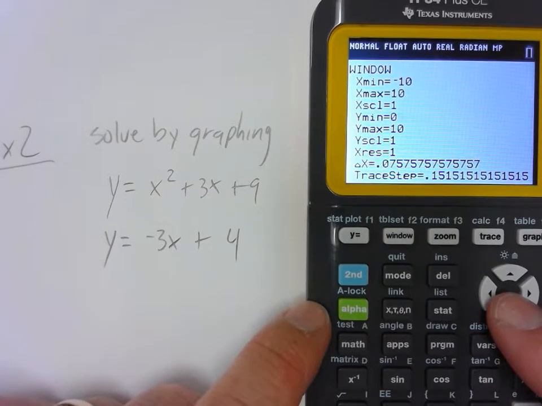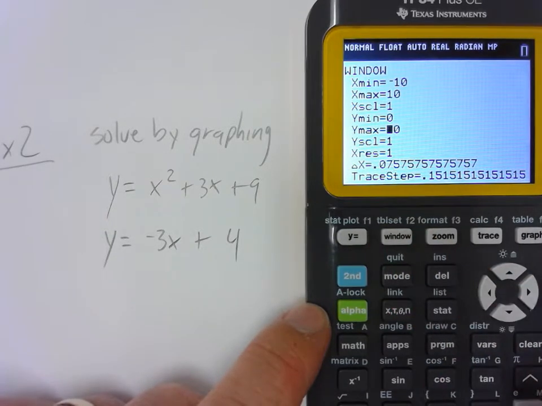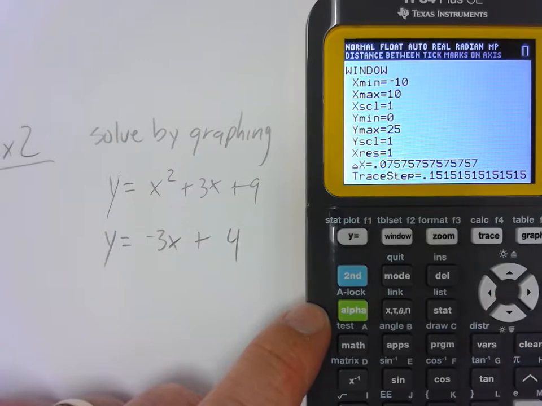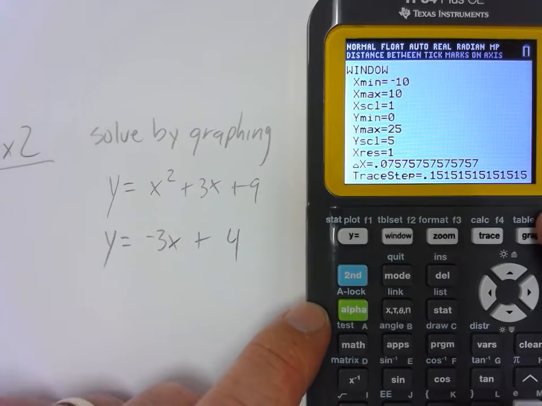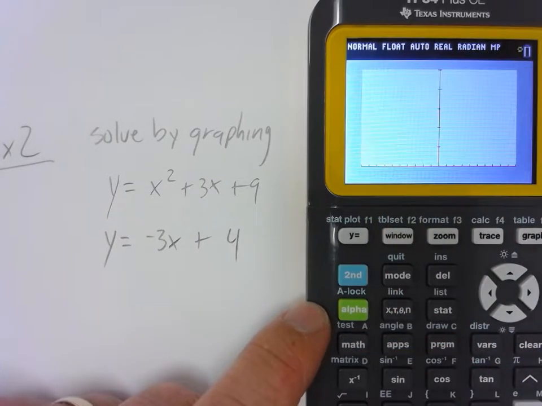I don't really need to see anything down here, so I'm going to kill all the negative y values, and so I'm going to the window key here, and I'm going to go up to 25 with a scale of 5. I should be able to see it then. So I hit the window key, I'm leaving the x's alone, 0 to 25, scale of 5. So here's the parabola. Just changing the window so you can see it better. Aha! So you can clearly see there's two intersection points.